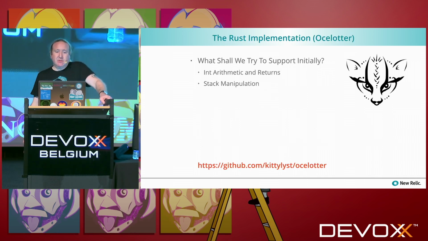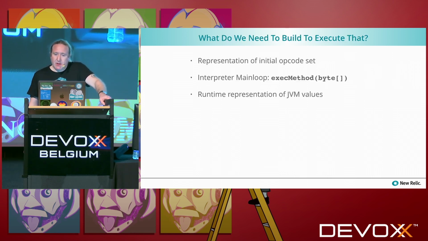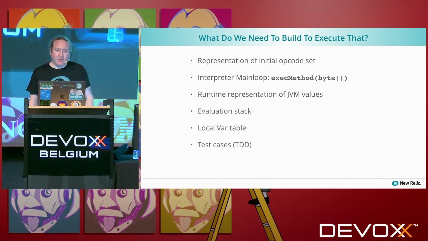Okay, so let's build a first implementation. We're going to need some integer arithmetic and returns, because we're going to do this in a TDD style. So we need to actually manipulate some data, and then our methods have to be able to return something so that we can actually test and see whether the interpreter ran the method properly. And we might need a bit of stack manipulation as well. Okay. So we're going to have the values, the local variables, and some test cases for TDD.